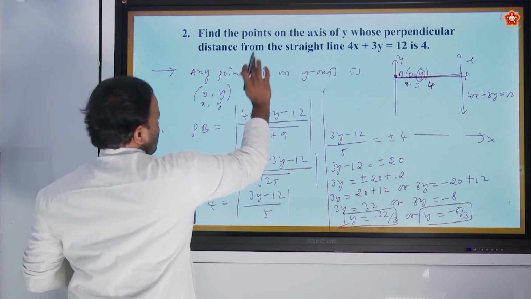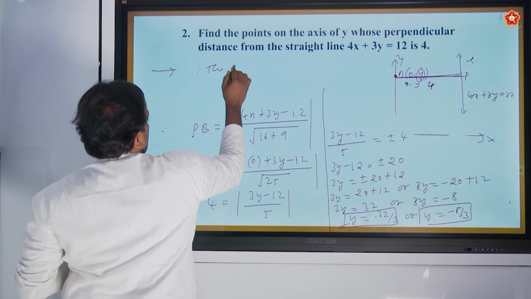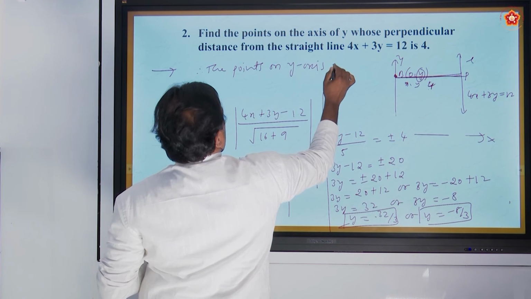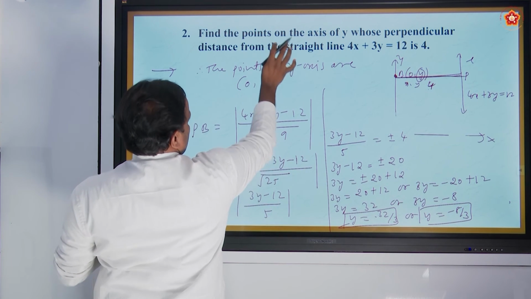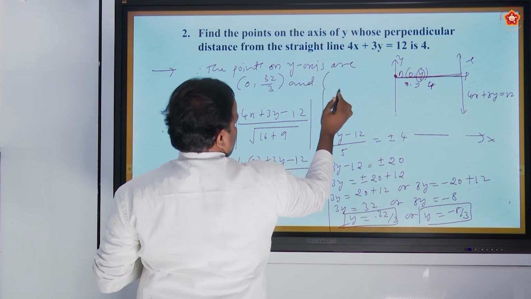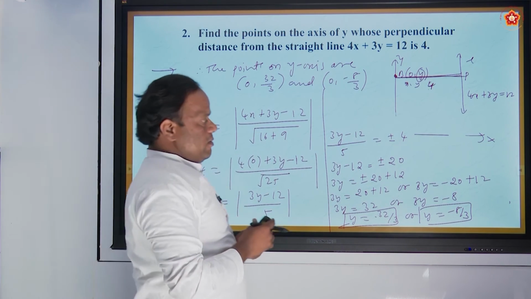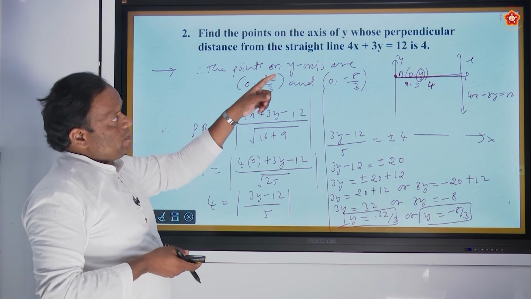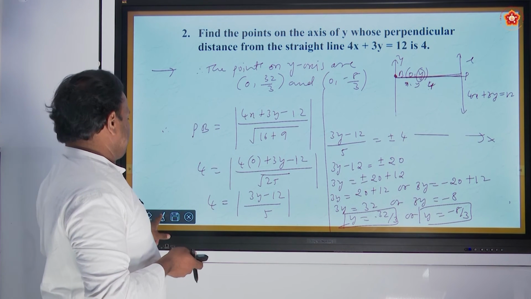Therefore, the points on the y-axis are, there are 2 points. The first point is (0, 32/3), and the second point is (0, -8/3). The point lies on the y-axis, the x coordinate is 0, and y has 2 values. This is the point on which axis? The y-axis, where the perpendicular distance from the line 4x + 3y - 12 = 0 is 4 units. Okay, this is the problem.